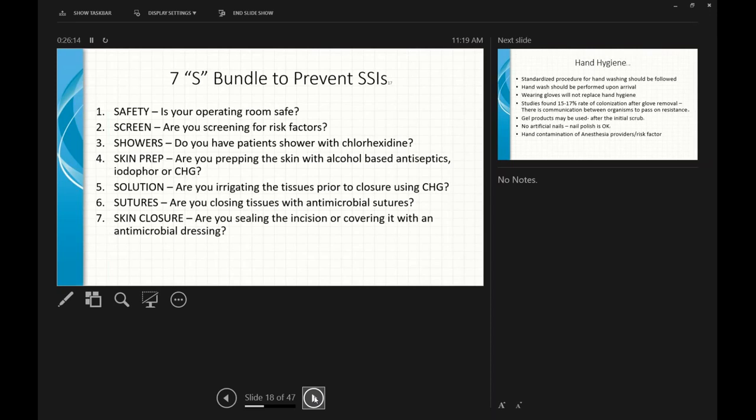She also identified sutures. Are you closing tissues with antimicrobial sutures? This was a new one too for me. I said, wow, everybody ought to know about this or at least hear about it. Or in skin closure, are you sealing the incision or covering it with an antimicrobial dressing? I have heard from other attendees of this presentation that they don't like sealing the incision. And I know I did a lot of pediatrics and we always seal those hernia incisions to protect them from the diaper area.